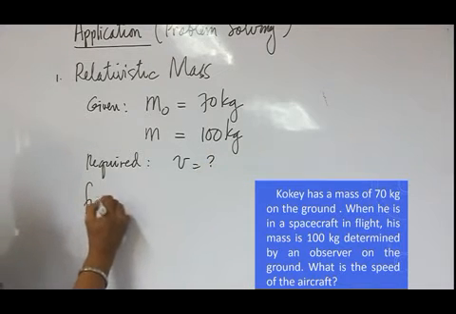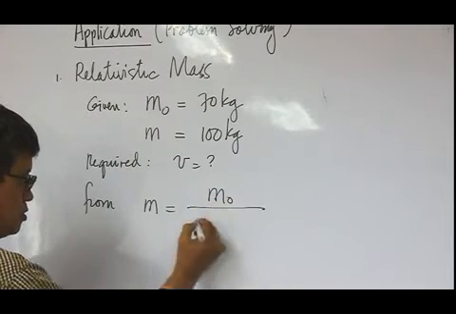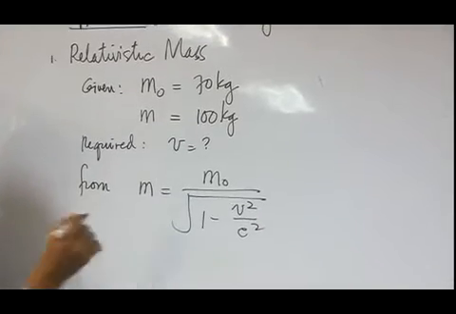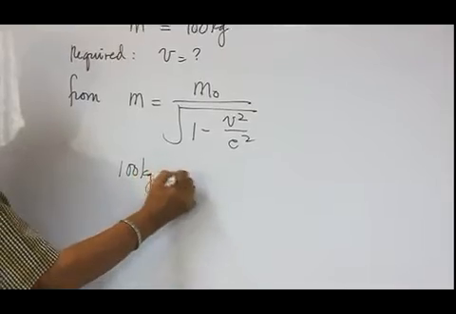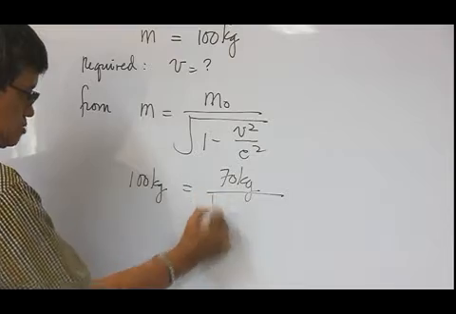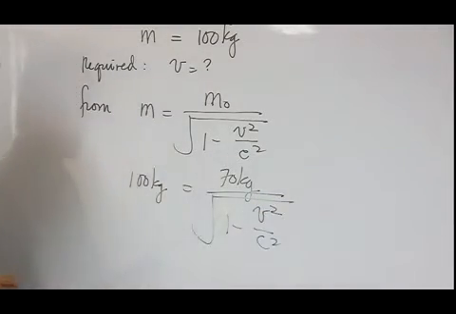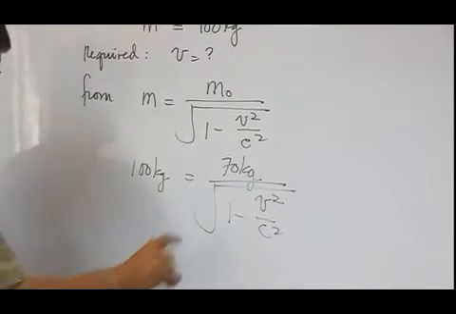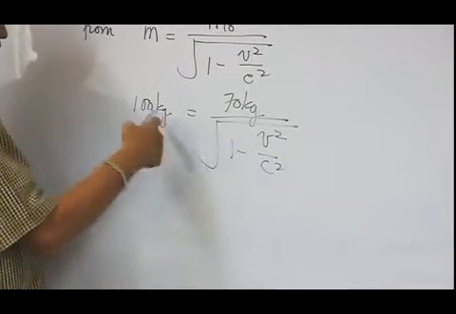So if we're going to apply the mass formula, that would be m equals m sub o over the square root of 1 minus v squared over c squared. Then substitute the values. m is equal to 100 kilograms, m sub o is 70 kilograms, then divided by the square root of 1 minus v squared over c squared. And you can see in the formula the unknown velocity. For you to determine this, of course, apply the mathematics part by separating this from the constant.